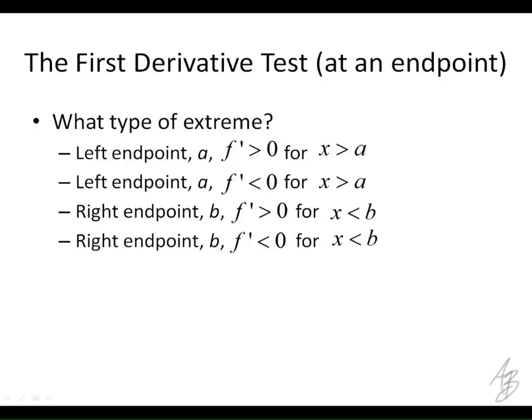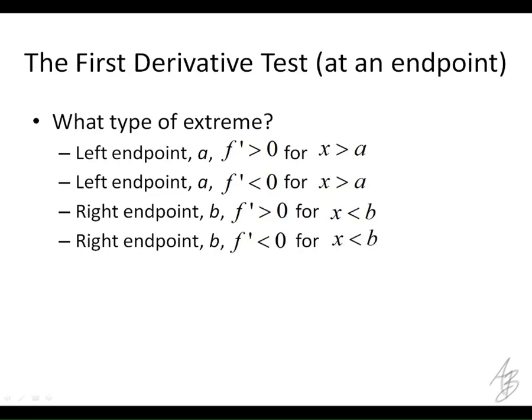We can also use the first derivative test at an endpoint. So I just want to go through real quick. A critical point is a point in a function where the derivative equals 0 or the derivative is undefined. We also have potential extrema at the endpoints, so we can use the first derivative at the endpoint also.